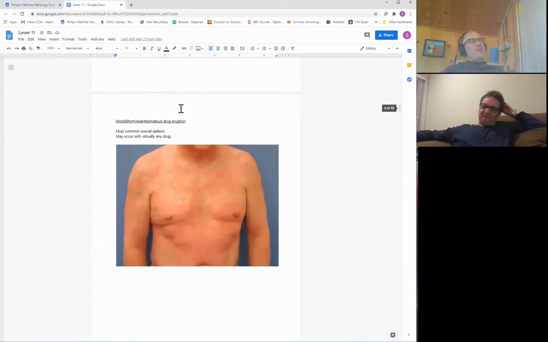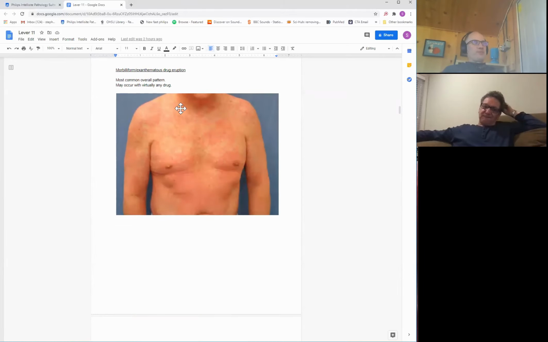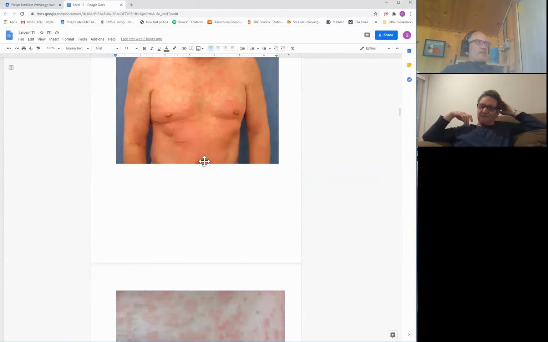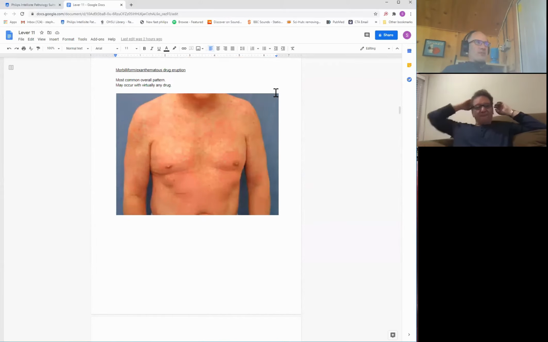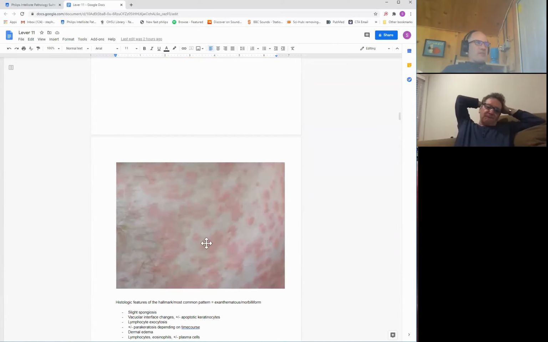So the most common pattern is a morbilliform or exanthematous drug eruption, similar in clinical morphology to a viral exanthem. Again, may occur with virtually any drug. So you guys who are clinicians, you know this much better than I do, but here's the classical appearance, slightly closer up.